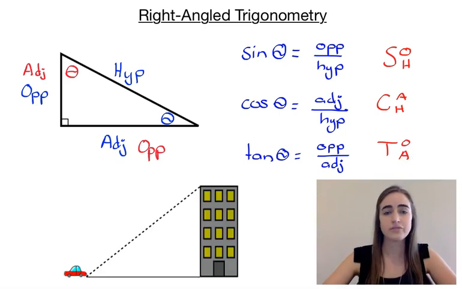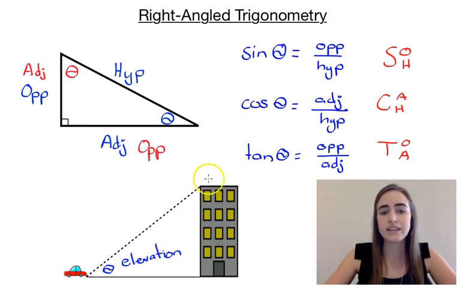The other thing you need to remember about right-angled trigonometry is what's called angles of elevation and depression. So if we have a look at our little picture down here, we've got a car and a building. If there's somebody standing at this car looking up to the top of the building, then that angle that they're looking up is called the angle of elevation. On the other hand, if there's somebody standing on the top of the building and they're looking down towards the car, the angle that they have to look down is called the angle of depression.